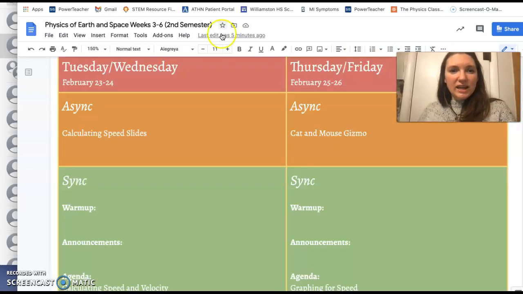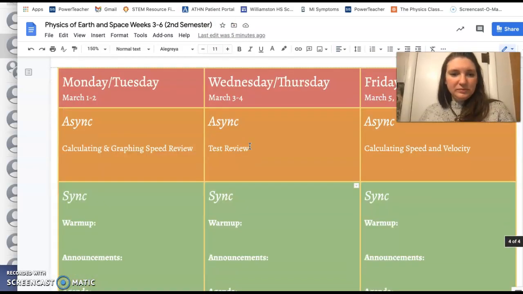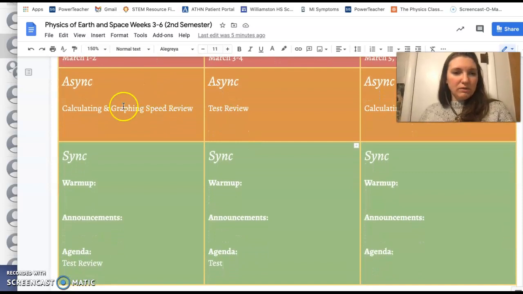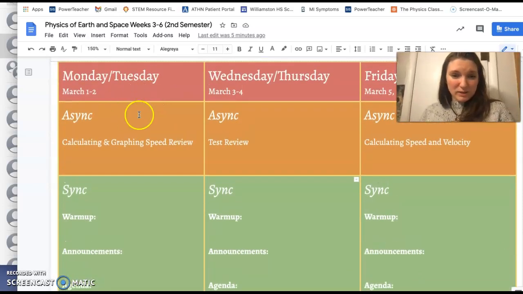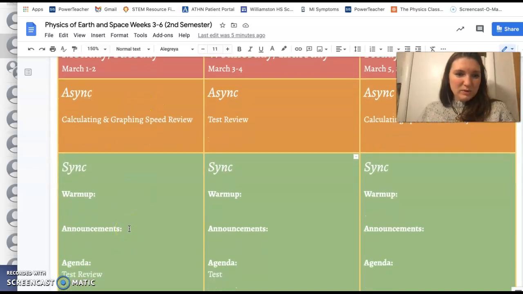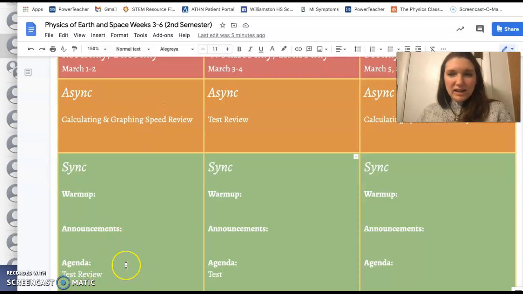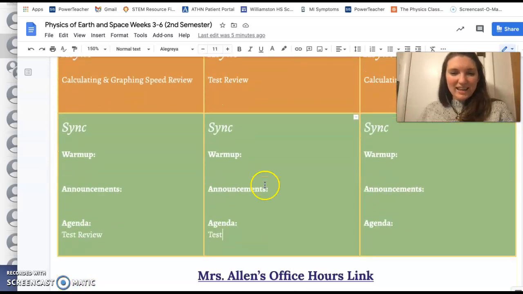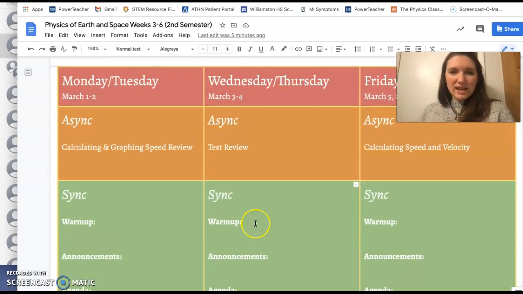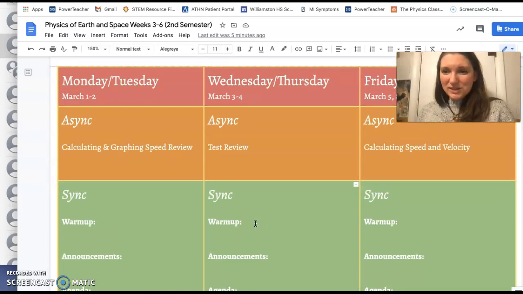Looking a little bit ahead, we are going to start reviewing all the stuff we've done so far on Monday and Tuesday of next week. So there'll be review in async time, review during regular class. We'll have some more review in the morning with some problems to work on, and then we'll have the test on Wednesday and Thursday afternoon of next week. So that's coming up. So make sure you get your stuff in, and that's the plan.